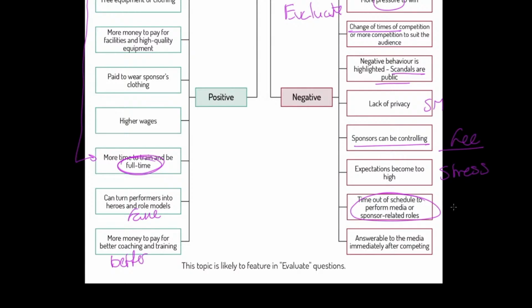I think that must be really tough. And the media immediately after. And this word is important because this can often lead to emotion and people saying the wrong thing, which then gets picked up and people criticise and so on.